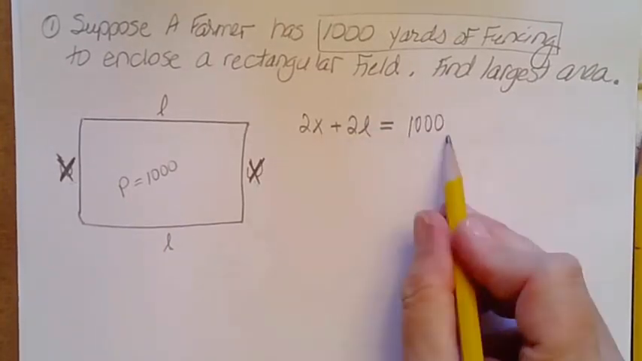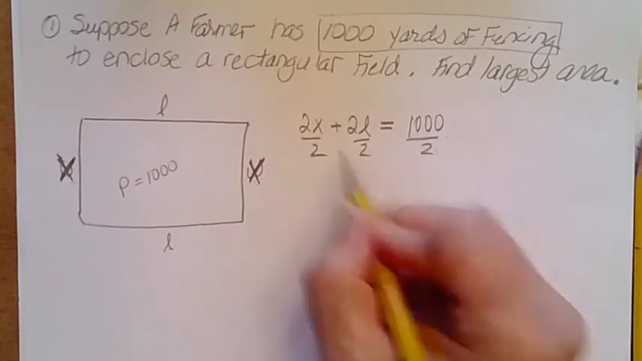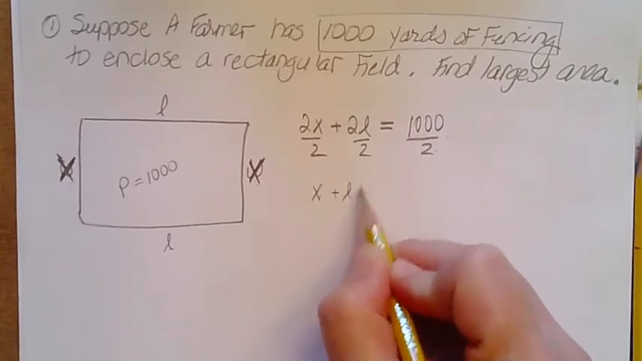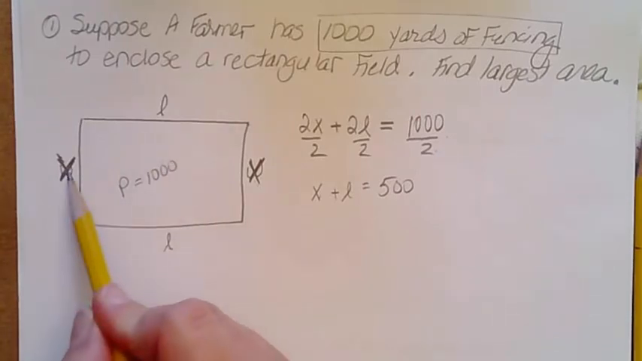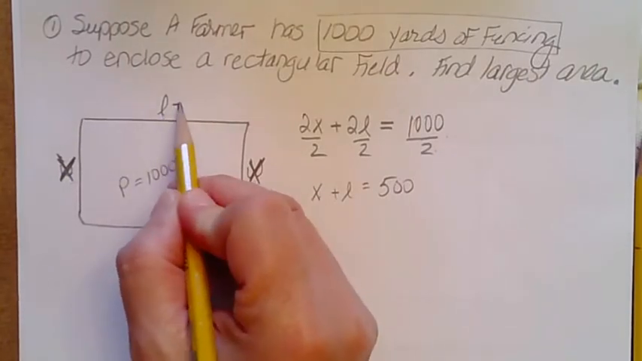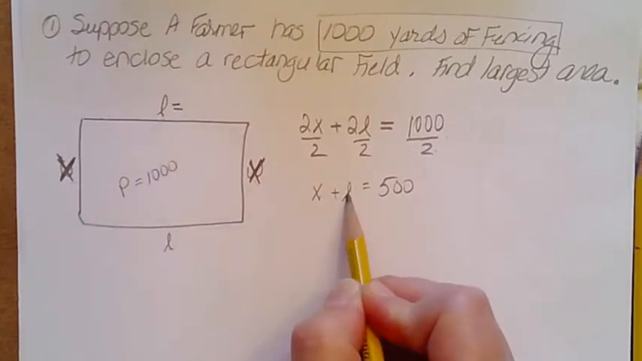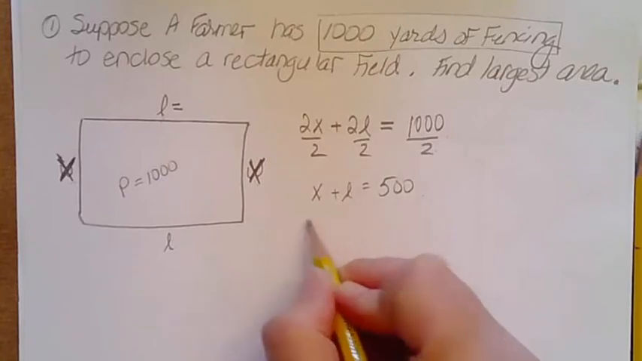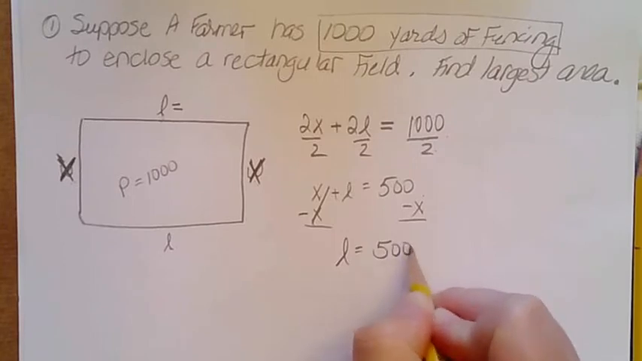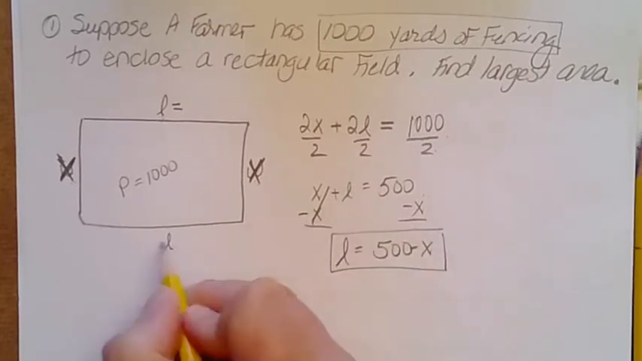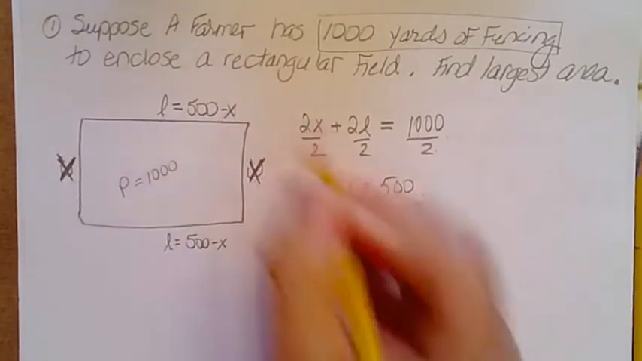I'm going to simplify the entire equation by dividing by 2. If you divide every term by something, you can simplify it. x plus length is equal to 500. Now, this is written in terms of x. I need my length to be written in terms of x also, so we need that length to be solved for. Minus x, and length is equal to 500 minus x. So this is 500 minus x, and that is 500 minus x.